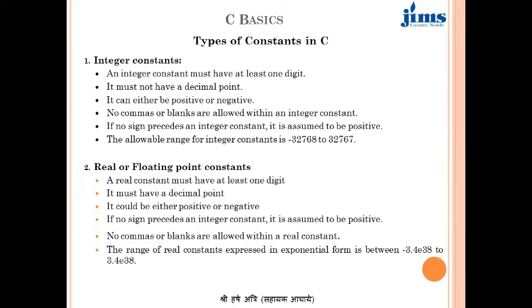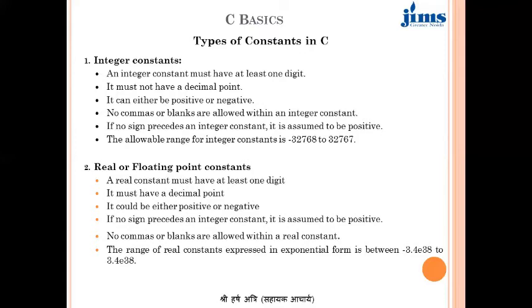The allowed range of an integer constant is -32768 to 32767. That means we can save values from -32768 to positive 32767. If you want to save the value -32769, the integer will not accept this. If you want to save the positive value 32768, it will not accept it. So the range of the integer values must be between -32768 and 32767.